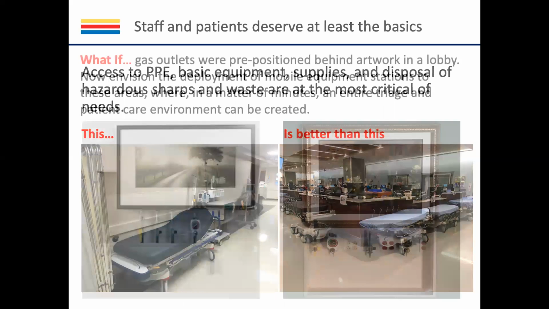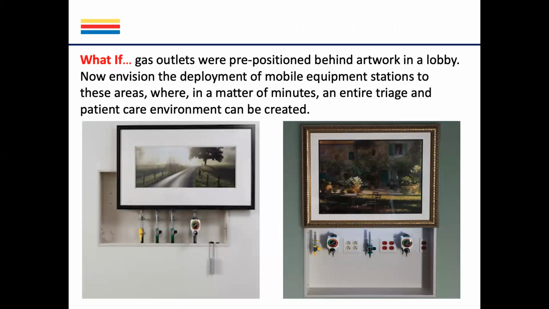they will come. What if we put gas outlets and pre-position them behind artwork in the lobby? Now envision the deployment of mobile equipment stations to these areas, and they can just plug and play. They can plug in electrical outlets, they can plug into gas outlets, and now you can create triage stations on demand. Problem is, Joint Commission doesn't let us put outlets in the lobby, and that's again an issue and an obstacle to proper planning. And we need at some point to lobby them and get together and say, look, how can we best maintain a footing to respond to mass casualty events with stuff like this and being creative.